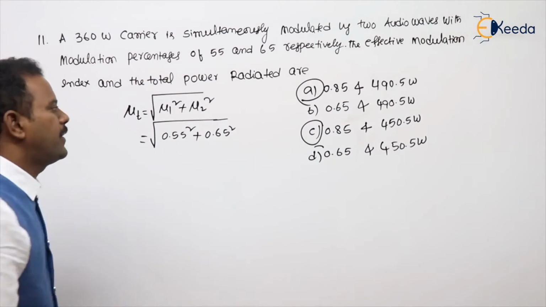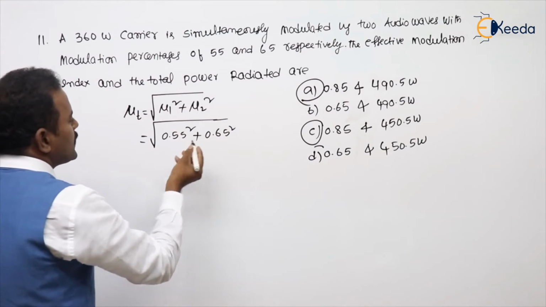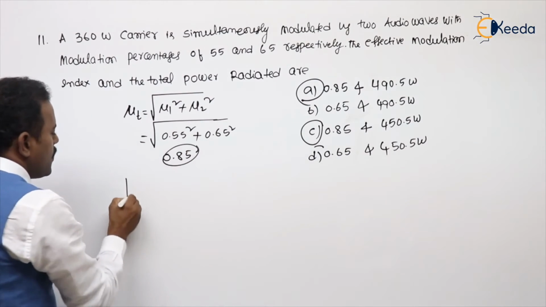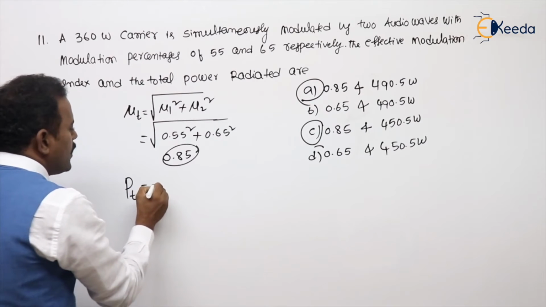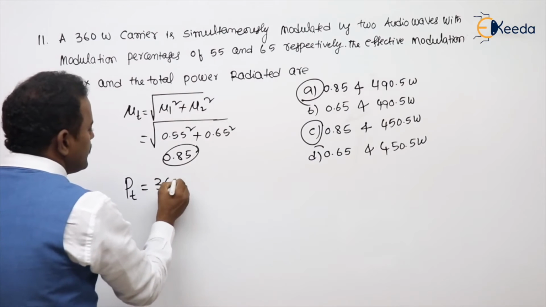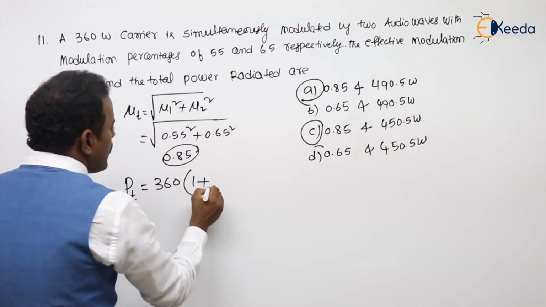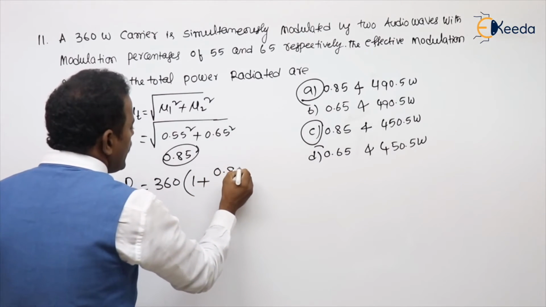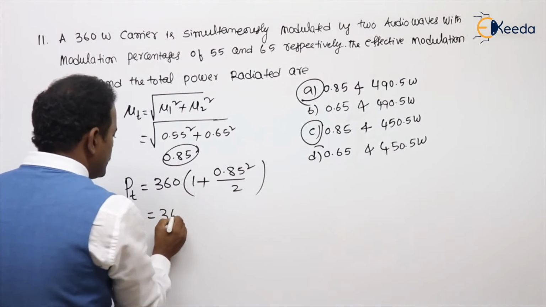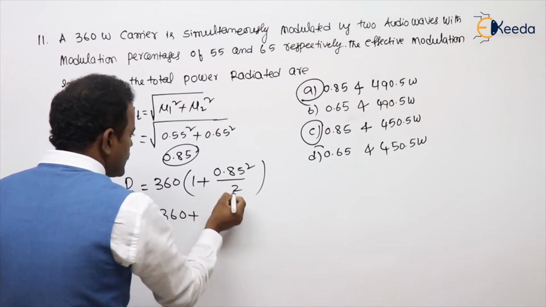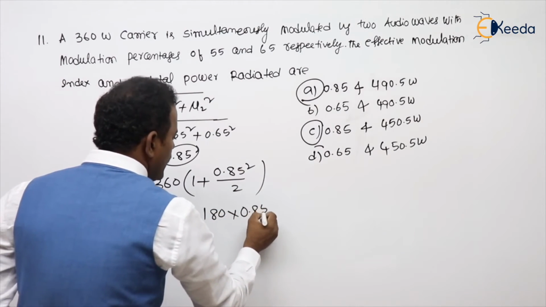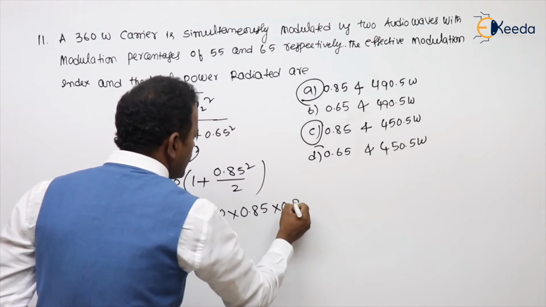Power we need to calculate. So what is the effective modulation index? 0.85. We got the clarity. What is the total power PT equal to PC? What is the carrier power given? 360 into 1 plus mu T squared by 2, 0.85 whole squared by 2. Then how to get it? 360 plus 360 by 2, that is 180 into 0.85 into 0.85.